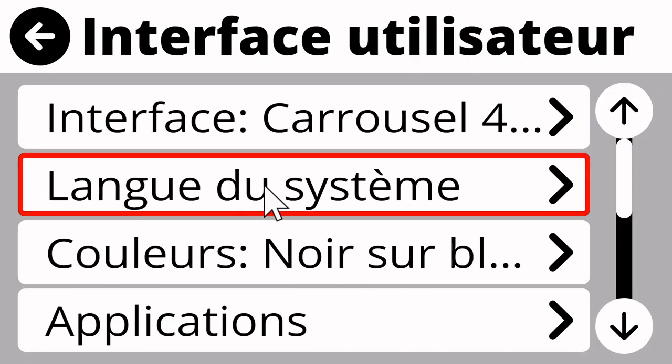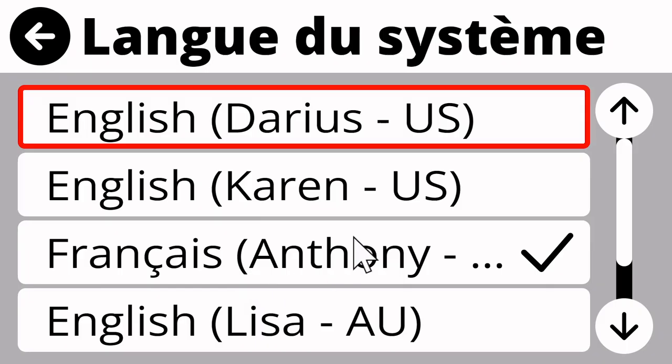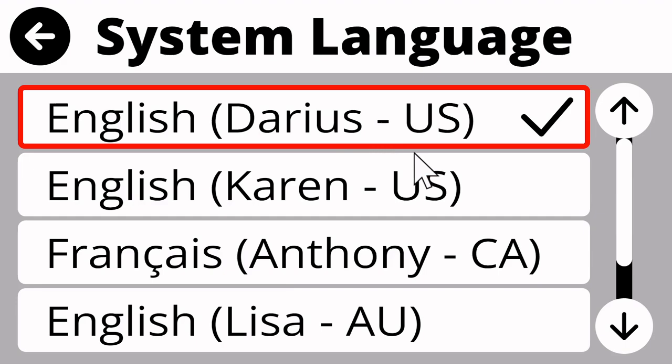So when you switch your language to a voice from another language, you are going to have your system changed as well as your reading voice changed. Let's switch back to Darius from the US. But what I want to show you next is how to add and remove voices. 4 is the maximum number of voices you can have at any given time.